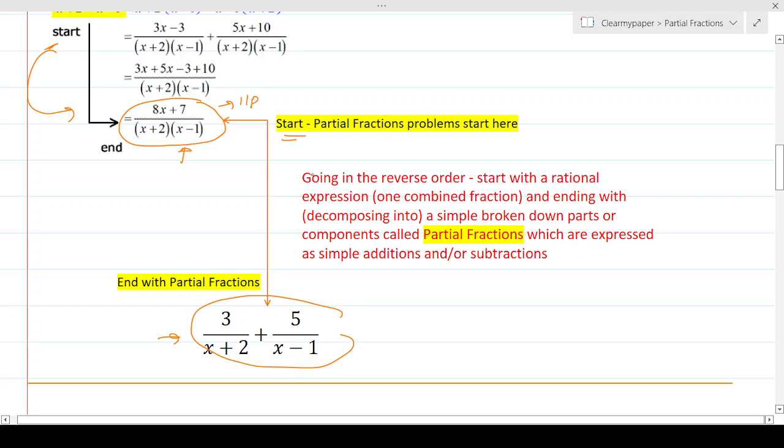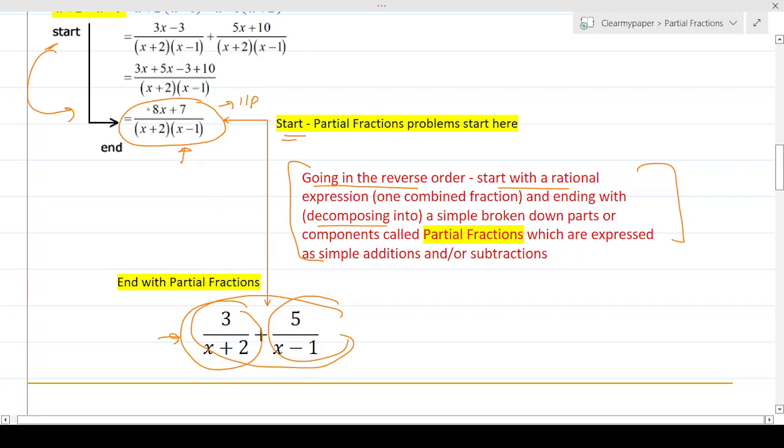And if you see in this red color, I put the definition of that. What does it mean? Going in the reverse order. Start with a rational expression, one combined fraction, which is what this is in orange color, and end with simpler broken down parts. In partial fraction, it is also called decomposition or decomposing. You're decomposing this. You're breaking it down into simpler fractions. So this part, if you see, is the simpler parts or components of this expression.